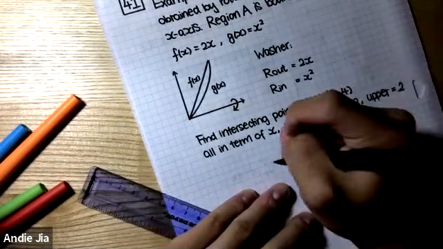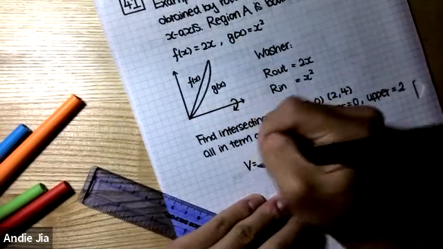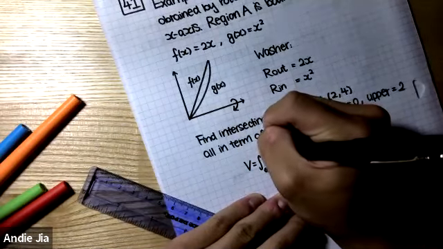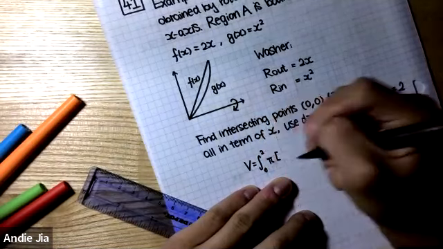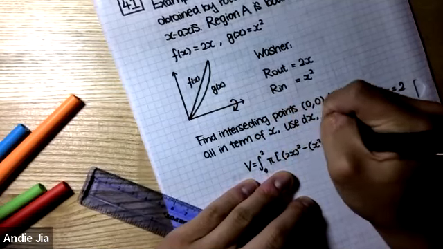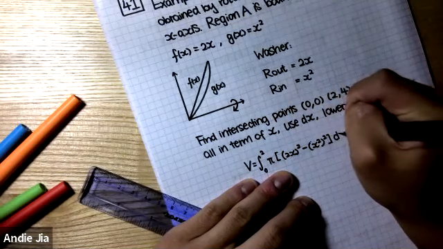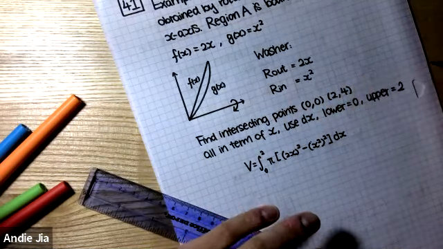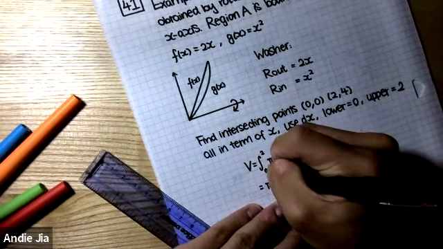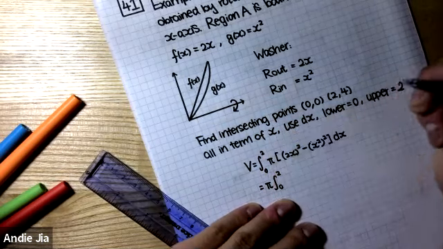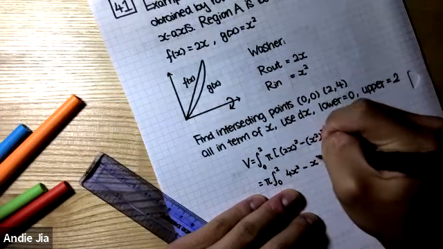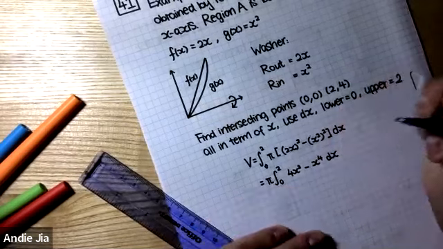And here's the washer formula. The volume is equal to the integral from 0 to 2 of pi times outer radius 2x, squared, minus x squared, squared, dx. Here it's all basic integration, and what we have is pi times the integral from 0 to 2 of 4x squared minus x to the 4th, dx.